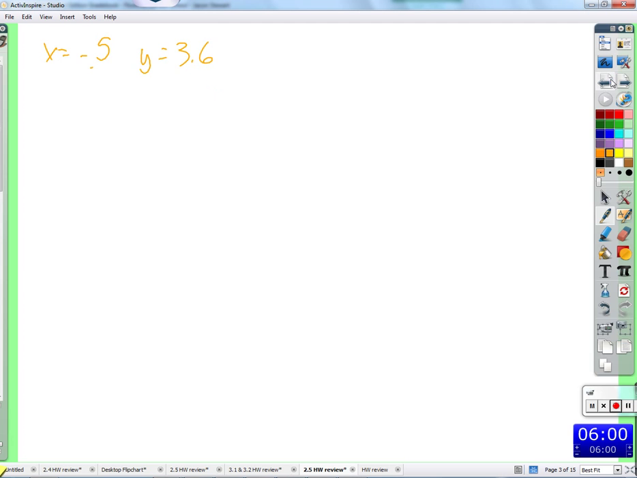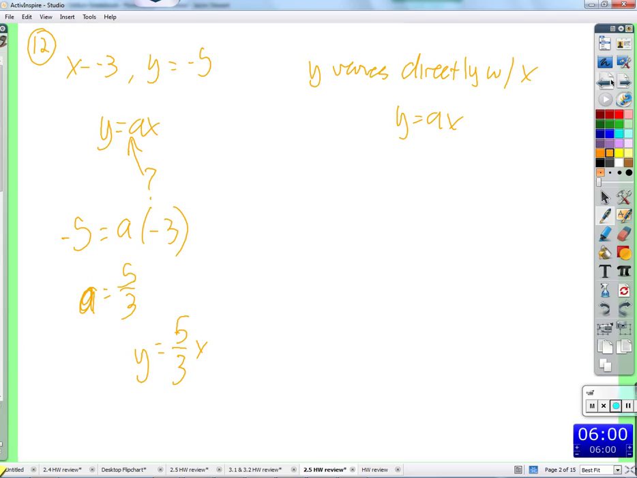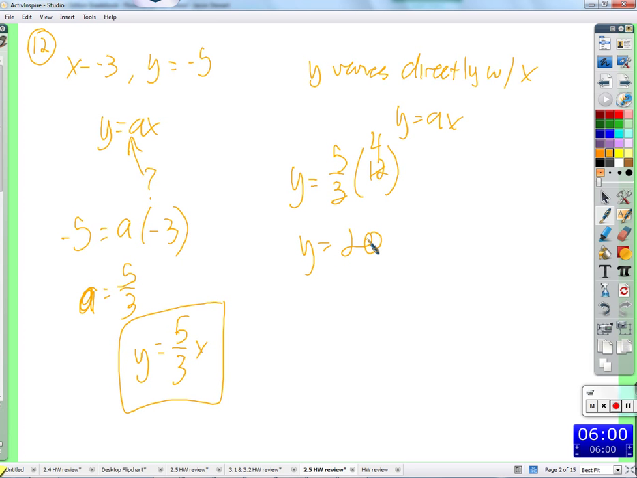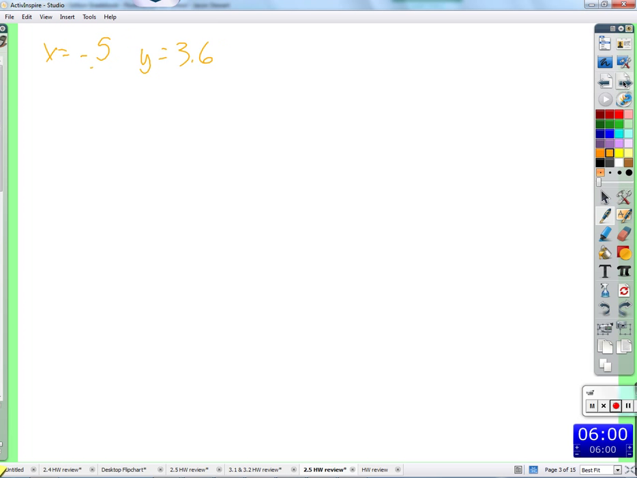29. Oh, I missed a part. In the instructions, it also says find y when x is 12. So we need to let x be 12. So this is like the first part. The second part would be 12 in there. 4y is 20, 5 times 4. Okay, now we can move on. y equals negative 0.5. Okay, that's right.